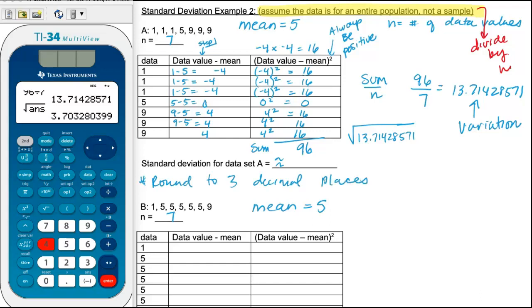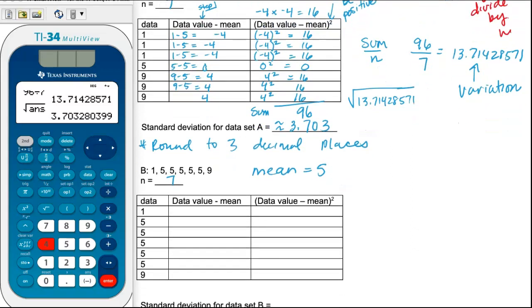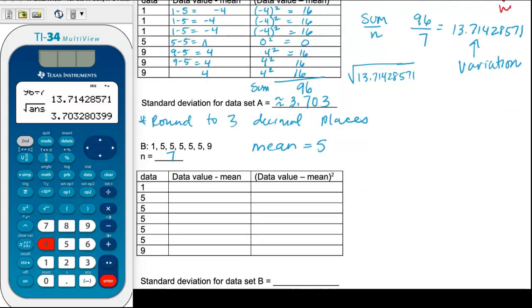So that would give me a standard deviation of approximately 3.703. Okay, so now we're going to do the exact same process, but do the standard deviation for the second data set. So the mean is 5, so I'm going to take the data value 1 and subtract 5. I get -4. 5 minus 5 is 0. And since these are all 5, these are all going to be 0. And then 9 minus 5 gives me 4.